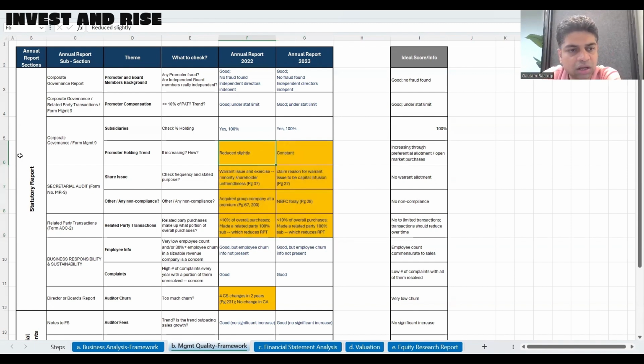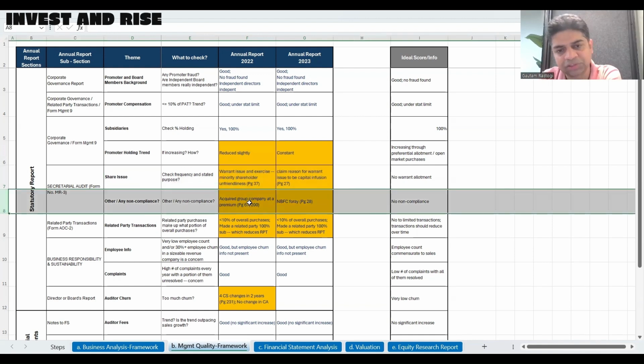That's why, if you see, I have a bunch of things marked in orange: promoter holding, I've marked in orange; share issue, I've marked in orange. One time, they issued warrants, that's fine, but I would rather hope that they don't issue warrants again, and a warrant is basically giving themselves risk-free profits at the expense of shareholders. I wouldn't want them to do it again, so that's why I've marked it in orange, something I can track in the future. And then any other compliance issue, I wouldn't want them to do this moving forward, ideally.